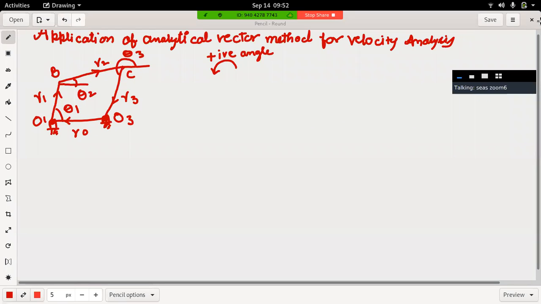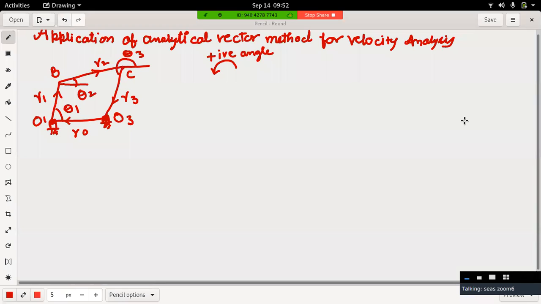So for solving this, let's start by writing the loop closure equation. Remember, whenever we talk about vectors, we generally start from the loop closure equation. So a loop closure equation can be written like this: R0 plus R1 plus R2 plus R3, taken in order, is equal to 0. A better way to write it is with the arrow, which says that these are vectors and they have a particular sense. Okay.